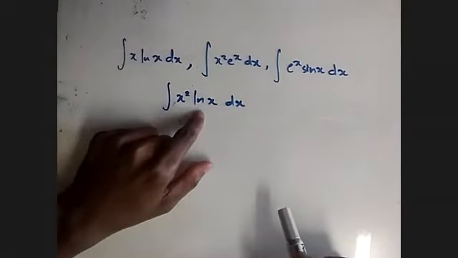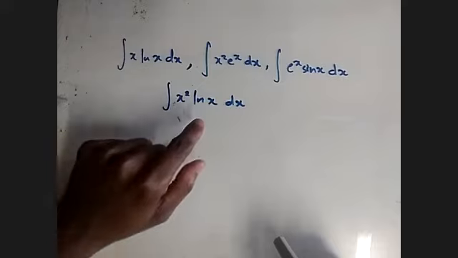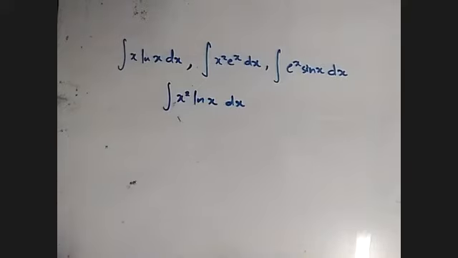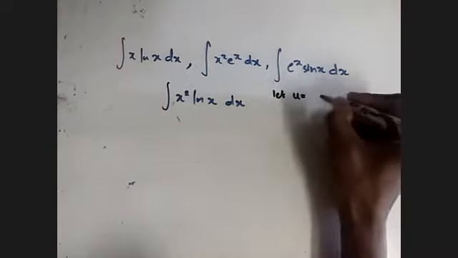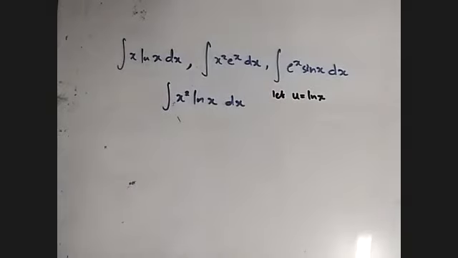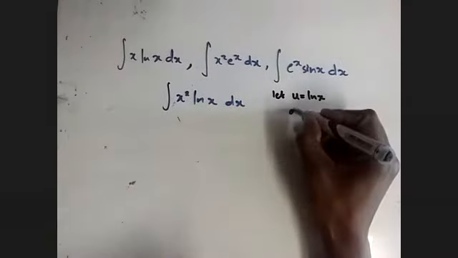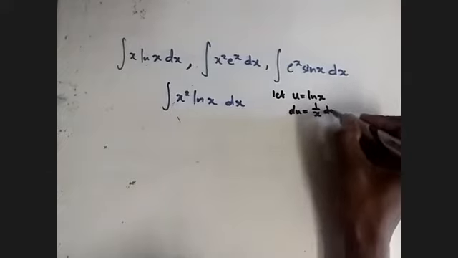Every time you see ln x, you always make this to be your u. Please, guys, because we know how to differentiate ln x, but we do not know how to integrate ln x. Okay, so this is what's going to happen. I'm going to let my u be equal to ln x. Please make sure that all the time when you see ln x, you make u equal to ln x. So our du equals 1 over x dx.